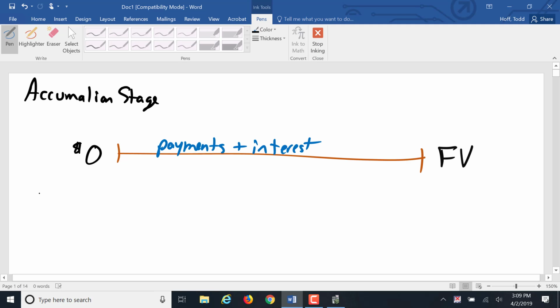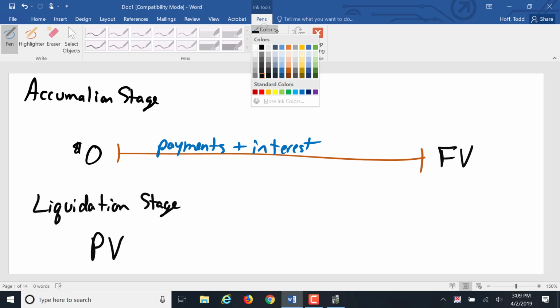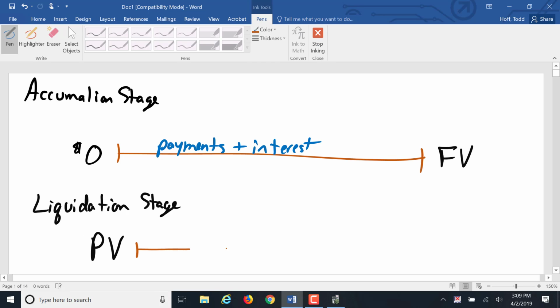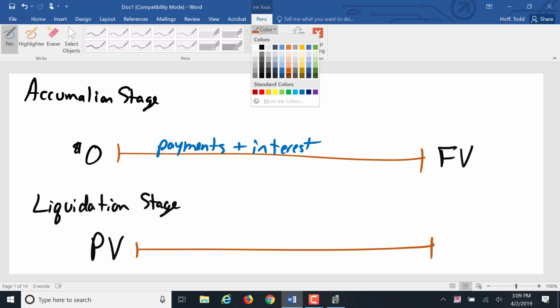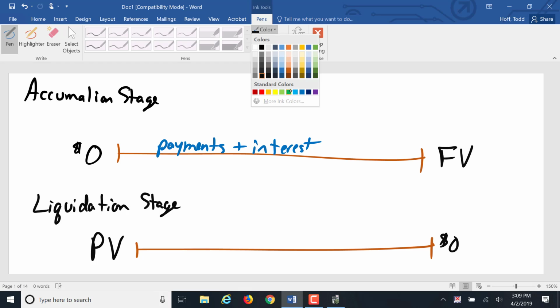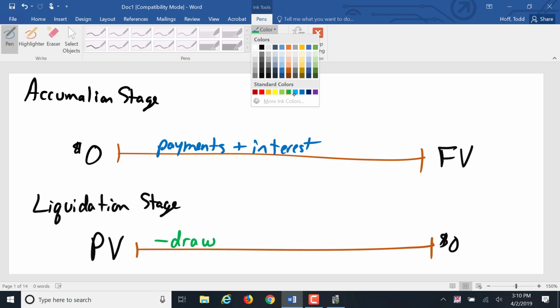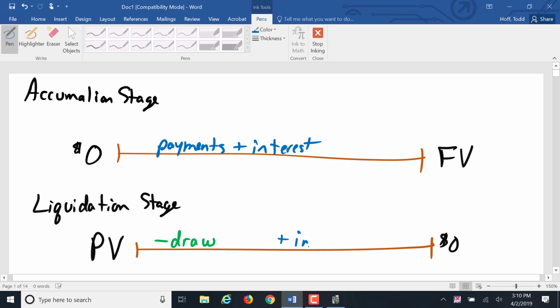And we had the liquidation stage. And that liquidation stage started out with a balance, a present value, and the timeline then went down to a value of zero, down to a zero balance. And in between there we had payments coming out, draws coming out, and we still had interest going in.